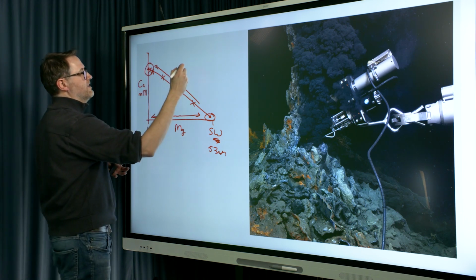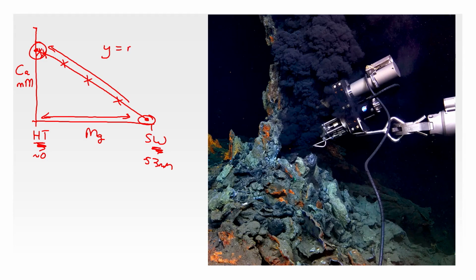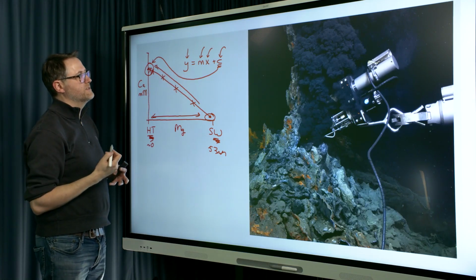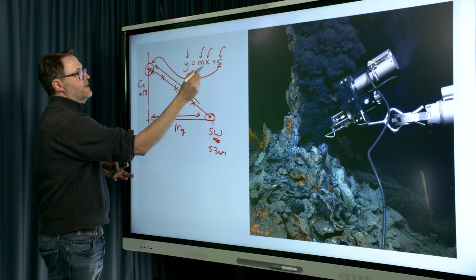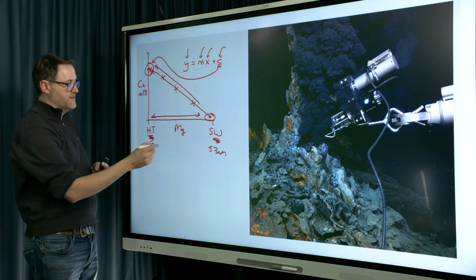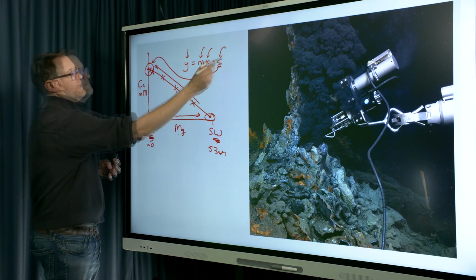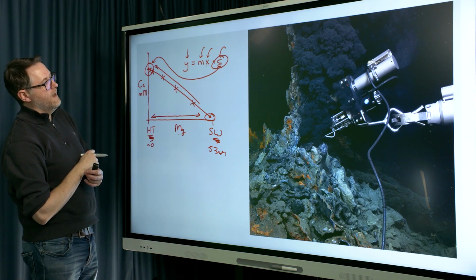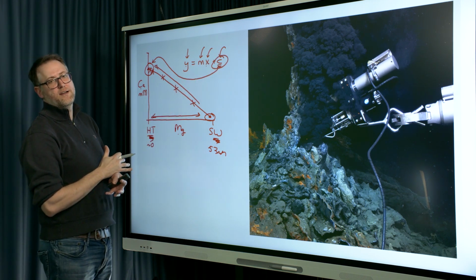And this is a line that you've seen before in school at some point. Y equals mx plus c. Your y number is equal to the slope times your x number plus the intercept. This intercept c, that is basically our hydrothermal end member. The slope we don't need. The slope is not so important. But we give this equation some x's and some y's with our measurements of magnesium and calcium, and then we calculate c. And that's actually how we calculate a hydrothermal end member.